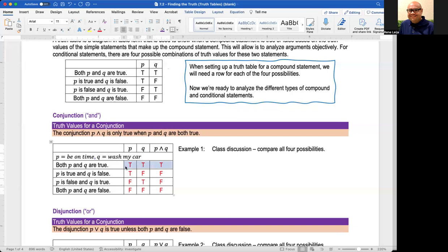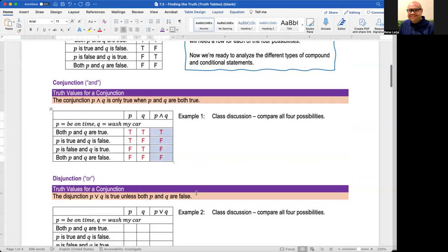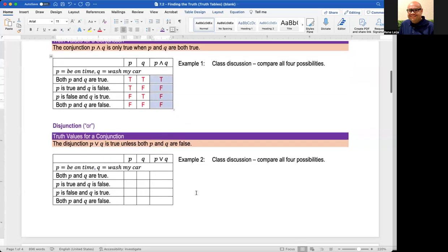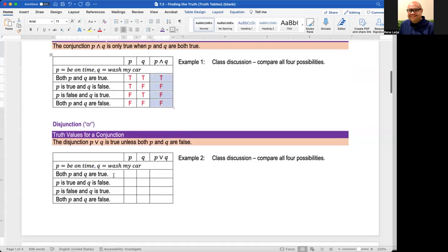Okay, so notice that these 8 truth values are the same 8 that you have to remember to start off with. Once you do that, then you can answer whatever it is I'm asking for. In this case, I was asking for the conjunction. Okay, same scenario.